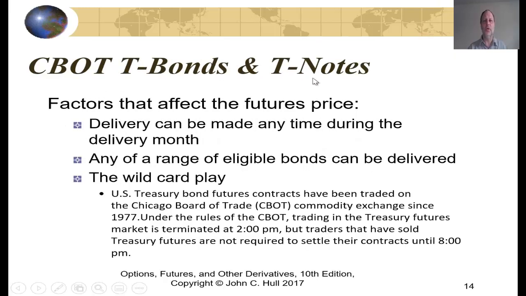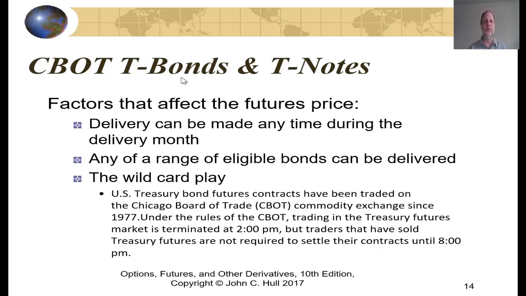By convention, Treasury notes are debt instruments that last from 1 to 10 years. Treasury bonds are debt instruments that last from 10 to 30 years, as opposed to Treasury bills that last up to 1 year. Both T-bonds and T-notes are covered under the Treasury bond futures contract.